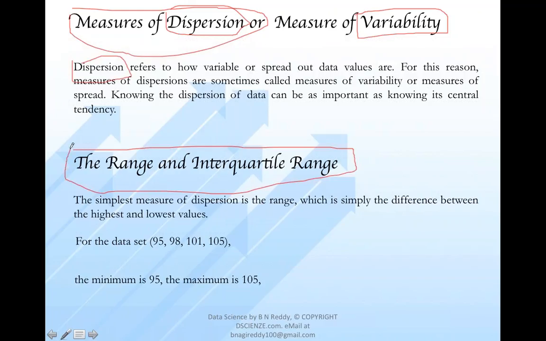Range and interquartile range. What is meant by range? If you take any data set, how can we calculate the range of that data set? The simplest measure of dispersion is the range. If you want to identify how data is dispersed or spread within the given data set, the simplest way is calculating the range, which is simply the difference between the highest and lowest values. Now here you see we have 95 in the given data set, 98, 101, 105. What is the range of this data set? The minimum is 95, and the maximum is 105. The range is 105 minus 95.